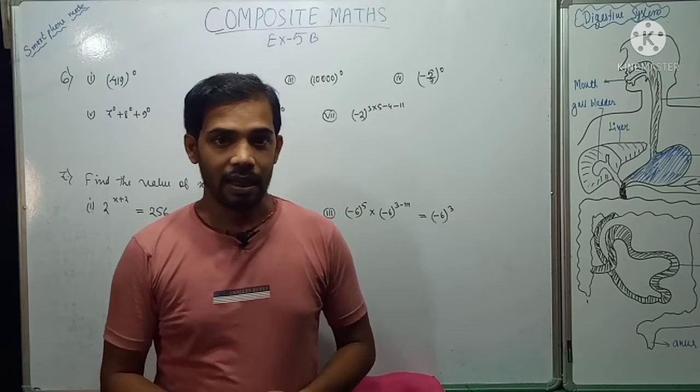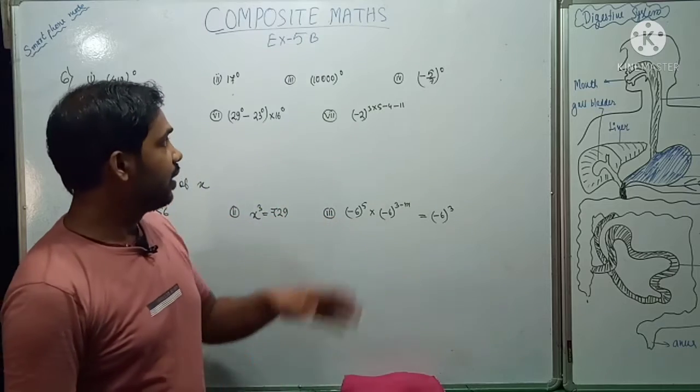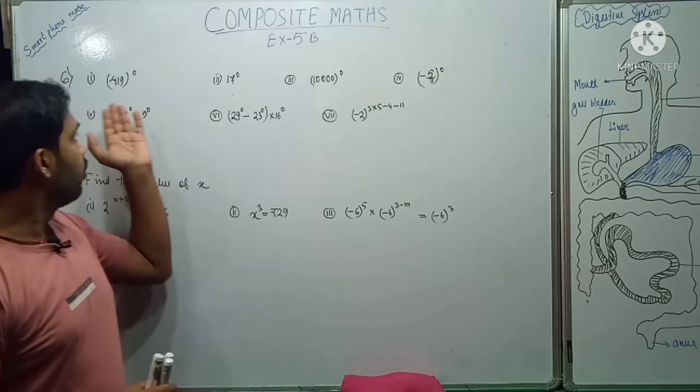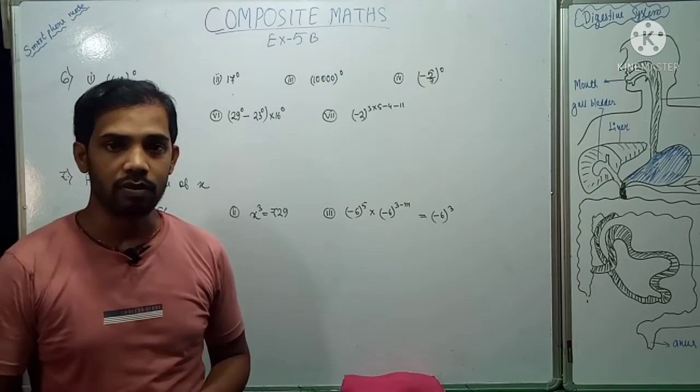So hello students, today we are going to do Composite Mathematics exercise 5B. Till now we have completed 5B up to question number 5, and now we are going to do question number 6.